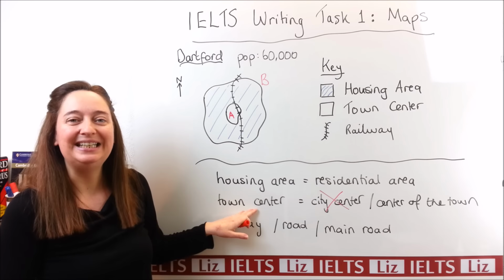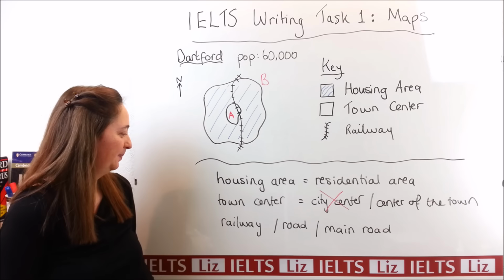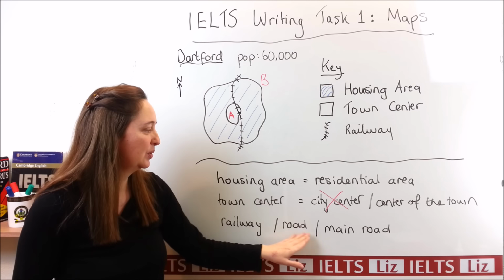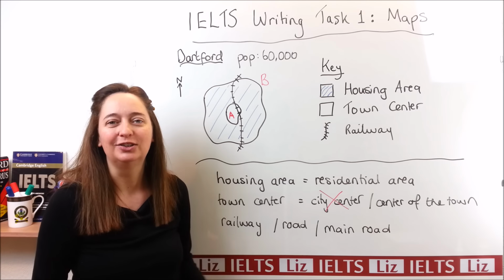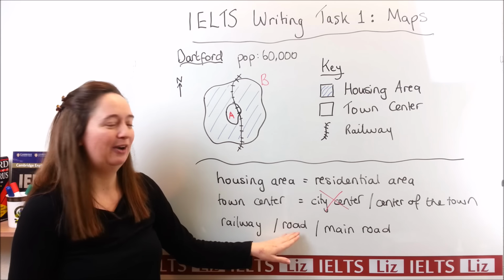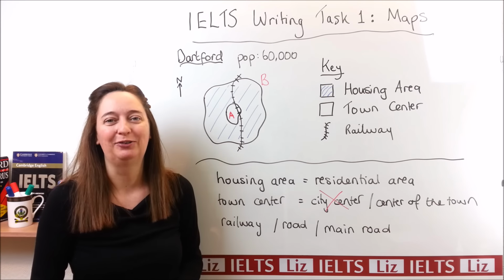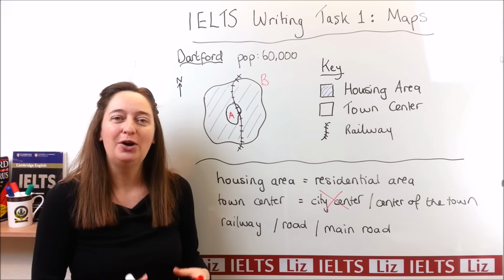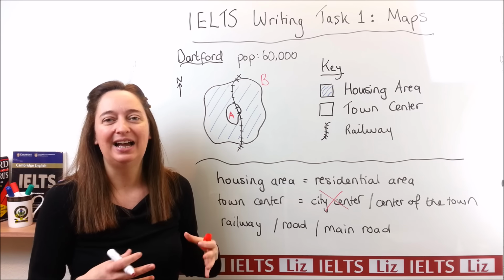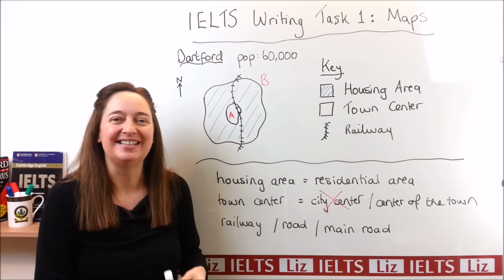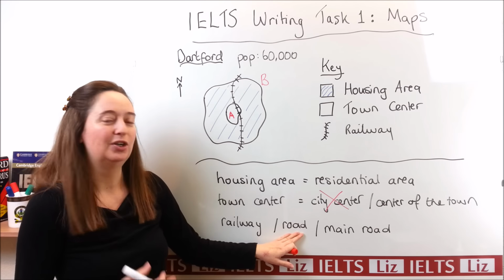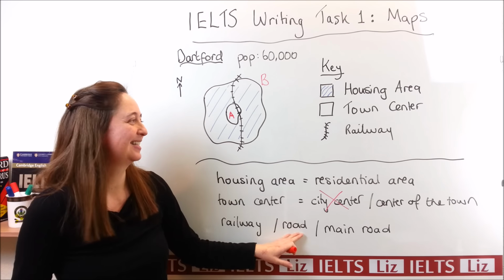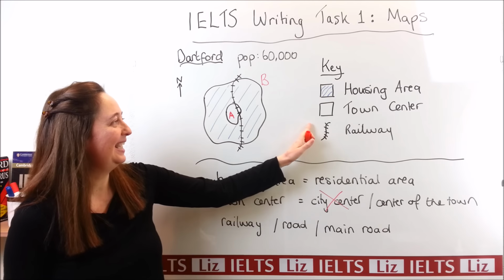But really, you will need to use those words. It's fine. And of course, this symbol here is a railway. It's also possible to have roads or main roads. So just take a look at your map. And again, if you have roads, please do not paraphrase them as streets. Roads and streets are not the same thing. Roads are mostly between towns and streets are inside the city centre. So if it says road in your key, then please write road in your writing task 1. Right, so that is the key.